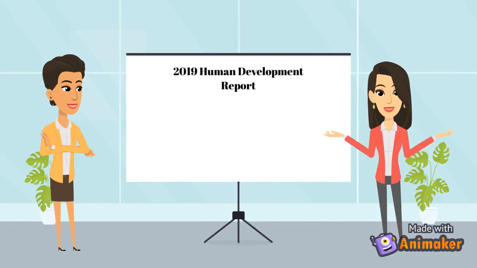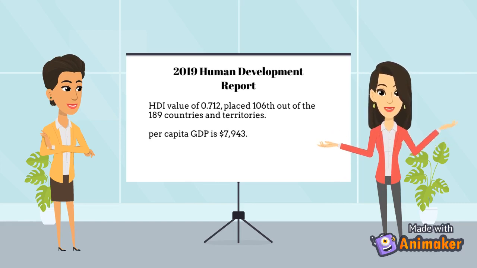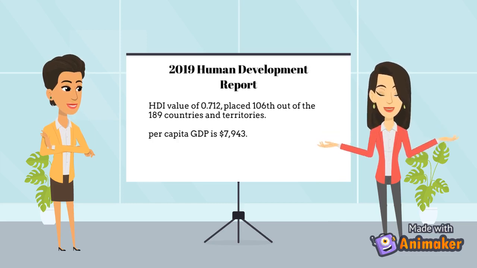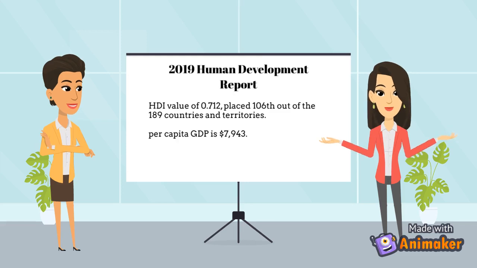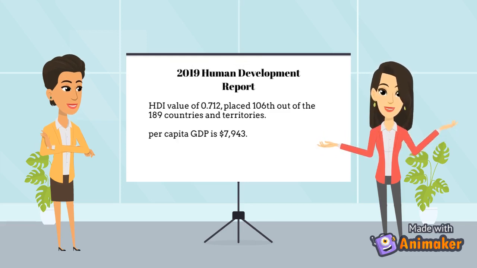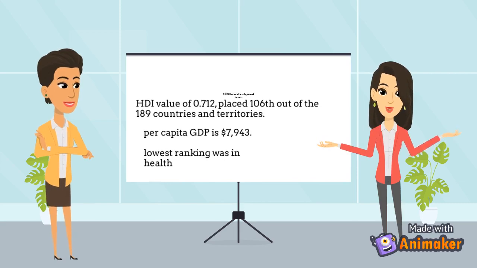In the 2019 Human Development Report, the Philippines, with an HDI value of 0.712, placed 106th out of the 189 countries and territories. The per capita GDP in the Philippines is $7,943, which is not enough for a family to live off. And not only that, institutions, health, labor market, information communications technology adoption, macroeconomic stability, skills, product market, financial system, market size, business dynamics. Out of these 12 areas measured, the Philippines' lowest ranking was in health at 102nd overall.